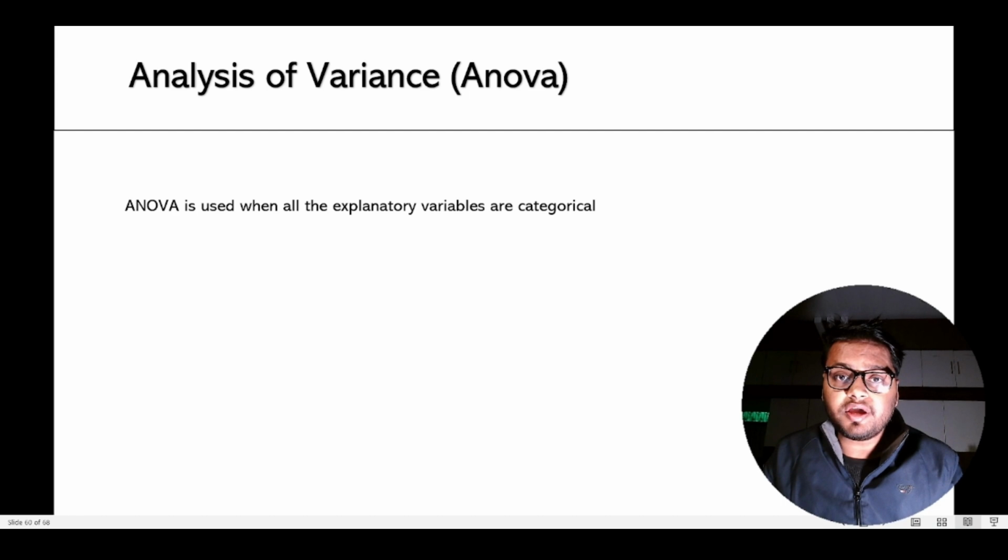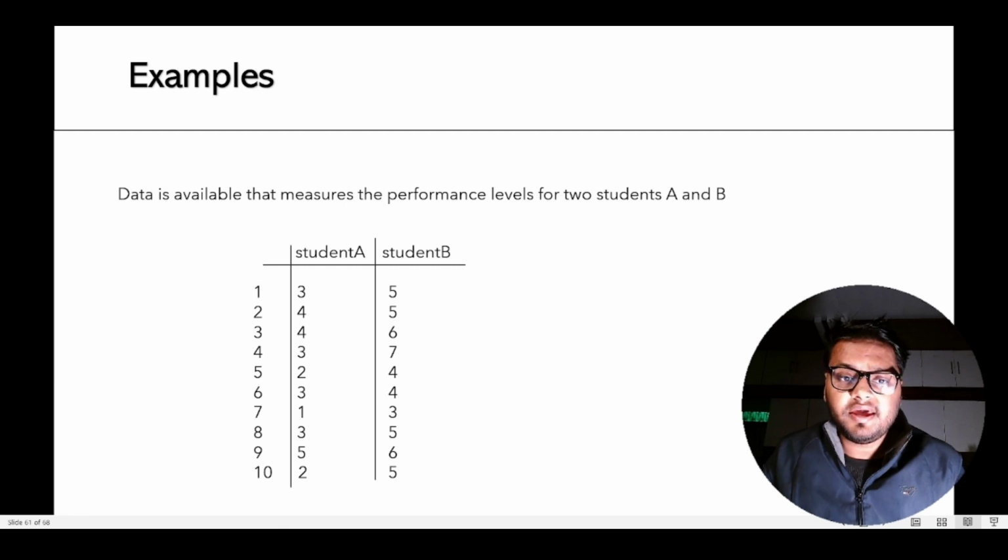Next, let us talk about analysis of variance, also known as ANOVA. It is used when all the explanatory variables are categorical in nature. Let us understand this with the help of a mathematical example. Here, data is given for two students. This is the performance score of student A and this is the performance score of student B.